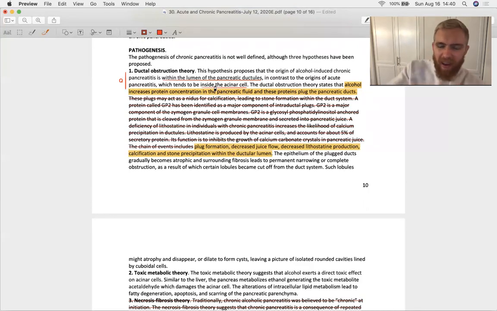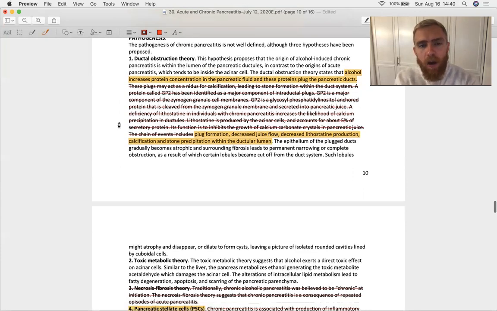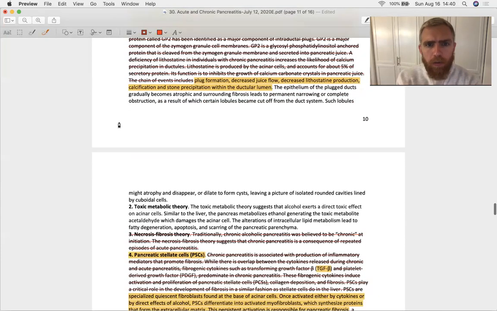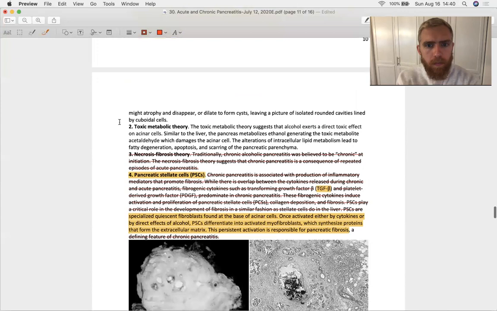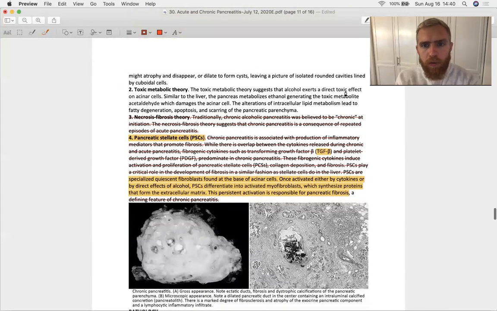I don't really buy that. I don't know why I highlighted that. I don't think that's a potential question. Understand alcohol makes protein plugs. So alcohol is also cytotoxic. Yes, indeed, but that's not really what sends you into acute pancreatitis. It plays a part in chronic.